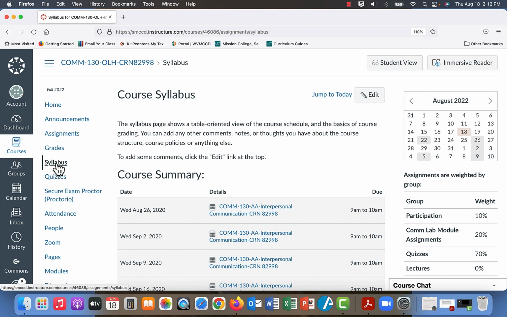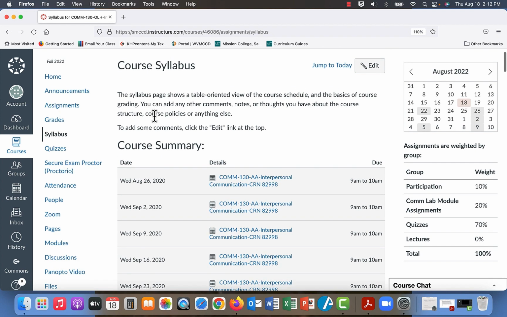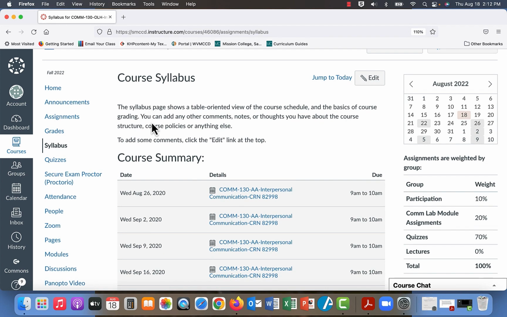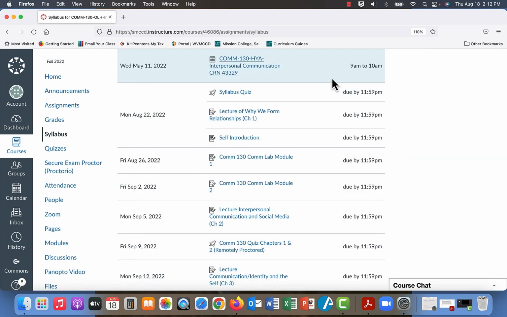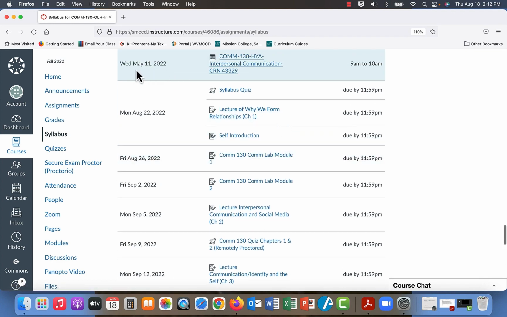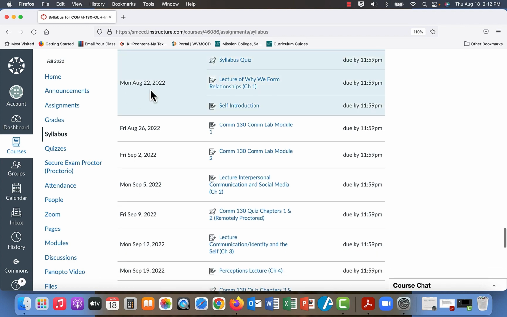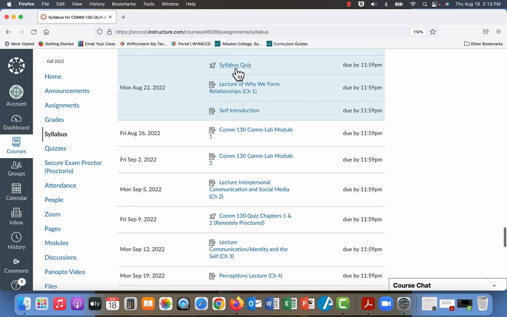Under syllabus here, you'll see this really cuckoo function on Canvas where we go to syllabus and you'll see 2020. This really threw me off when I started working with this. So the nice folks at Canvas thought it was a really good idea to put a link all the way up here, which no one will see, that'll jump us to today. Even with that jump, we're still getting around May 11th of 2022, but you will see that we have assignments that are due, and you can find that all here.